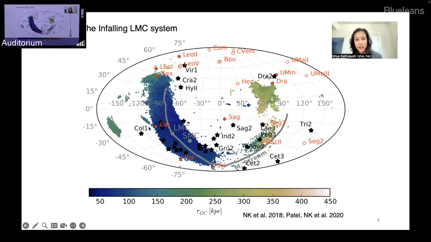So in this plot, you're seeing an LMC analog that fit the mass and the known 3D velocity and orbit of the LMC system.